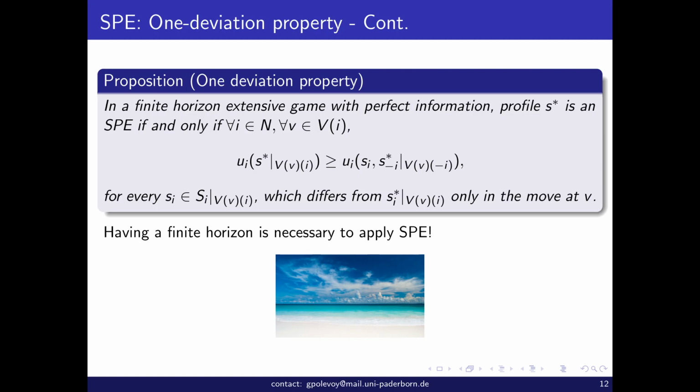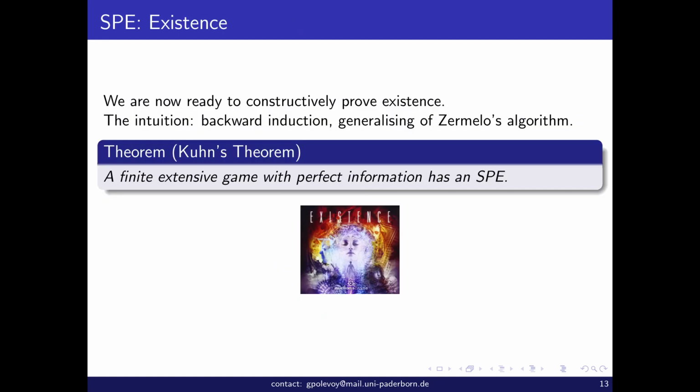I remind you that we needed that in the proof, and maybe we'll see an example when it doesn't work, because we know that our proof doesn't work when the horizon is not finite. Maybe we'll see an example in other tutorials that it's actually not true when the horizon is not finite, generally speaking. But now let us continue to prove the existence of subgame perfect equilibrium, and that's the famous Kuhn's theorem. So we are now ready to constructively prove existence, and basically the construction, as we saw already, is backward induction.